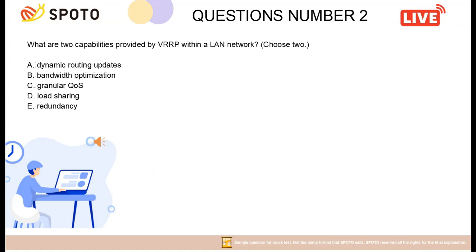Question 2. What are two capabilities provided by VRRP within a LAN network? Choose 2. A. Dynamic routing updates. B. Bandwidth optimization. C. Granular QoS. D. Load sharing. E. Redundancy. You have 15 seconds to answer.